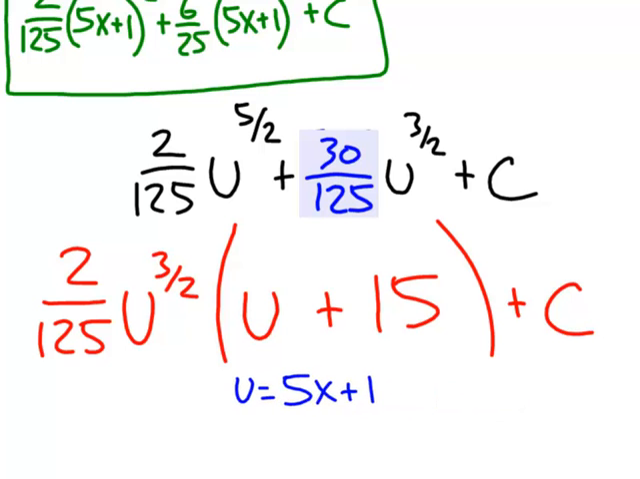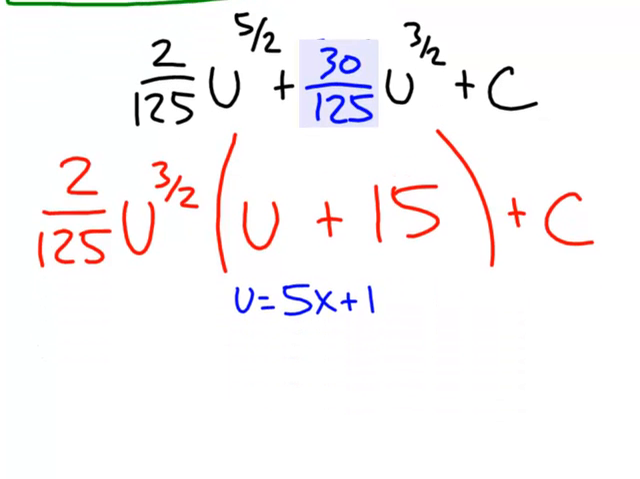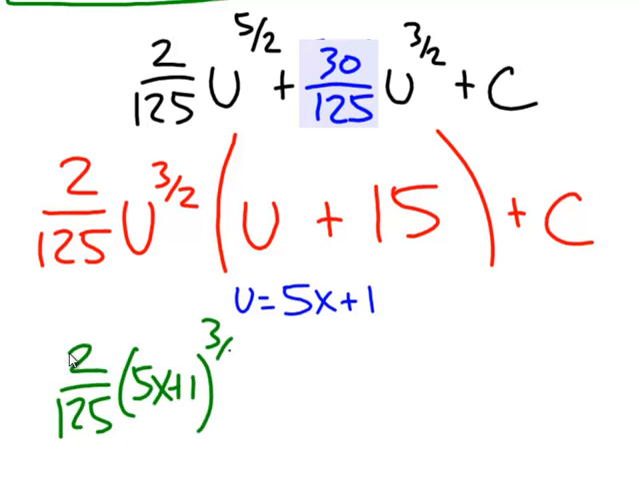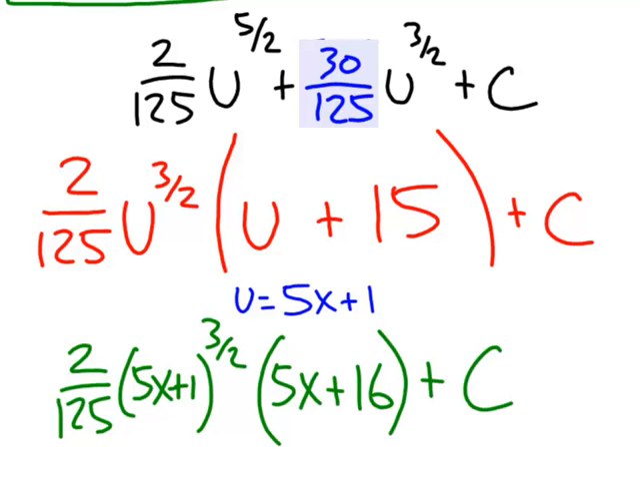And now I'll back substitute in the u equals 5x plus 1. And that's going to give me 2 over 125 times 5x plus 1 to the 3/2 times, now if I put 5x plus 1 in here and then add 15, the 1 and the 15 will combine to a 16. So I'll get 5x plus 16 plus c.